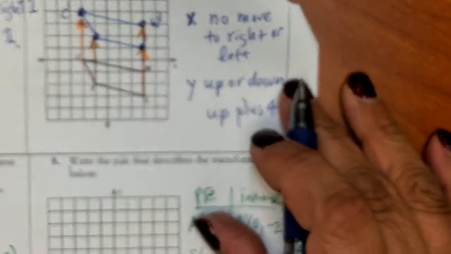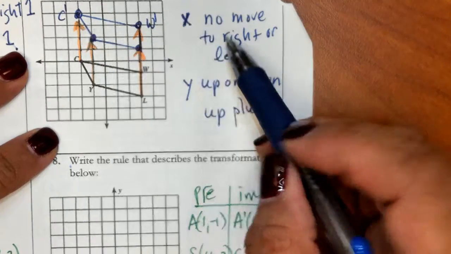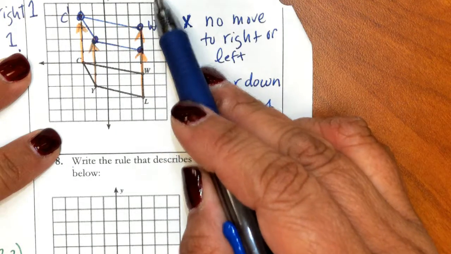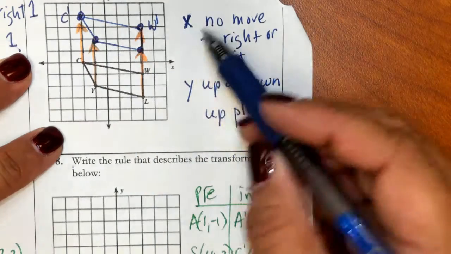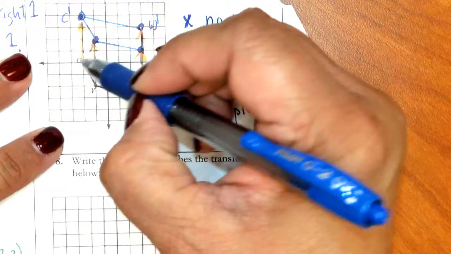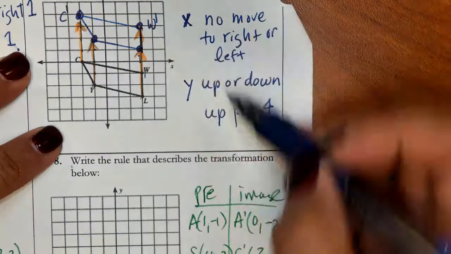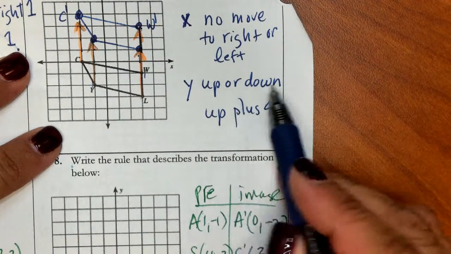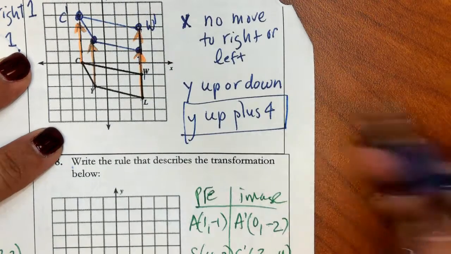Okay, number 6 should look something like this. Okay, your X's, when it doesn't have a number, means X never moves. So this guy is the same, and the Y, you just go up. You can see my little orange arrow, up 4, up 4, up 4, up 4. Y is up or down? The answer is Y is up 4.